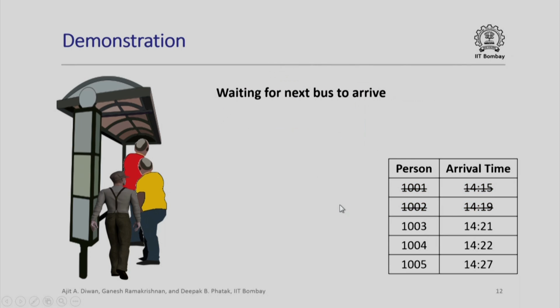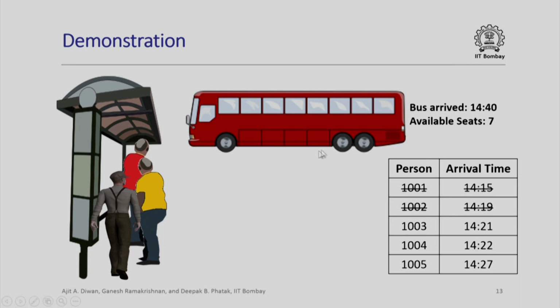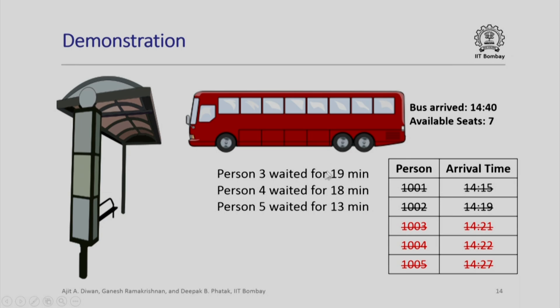Next, another bus comes, all the 3 people are waiting for the next bus to arrive, and let us assume that this bus arrives at 14:40. Let us assume that there are 7 available seats in this bus. Of course, there are only 3 people remaining in the queue, all 3 of them will be able to board the bus. Once again we calculate the actual waiting time for each person individually. How? We know when bus arrived and we know when the people arrived. So the difference between these two will be the waiting time.